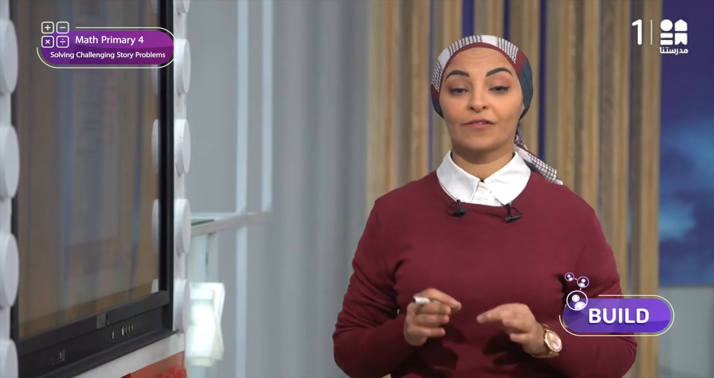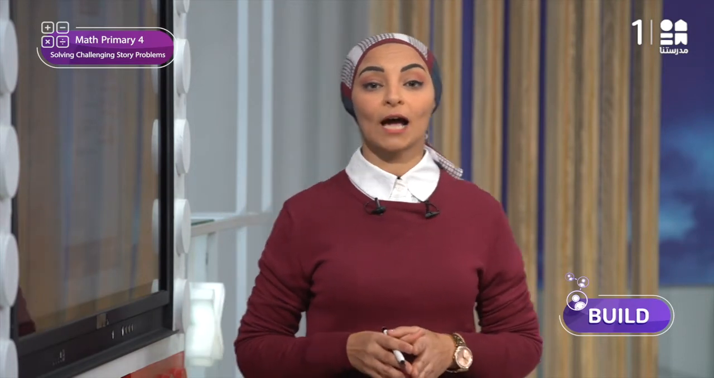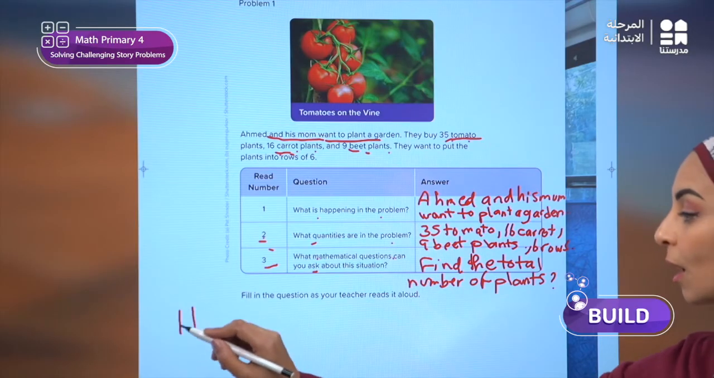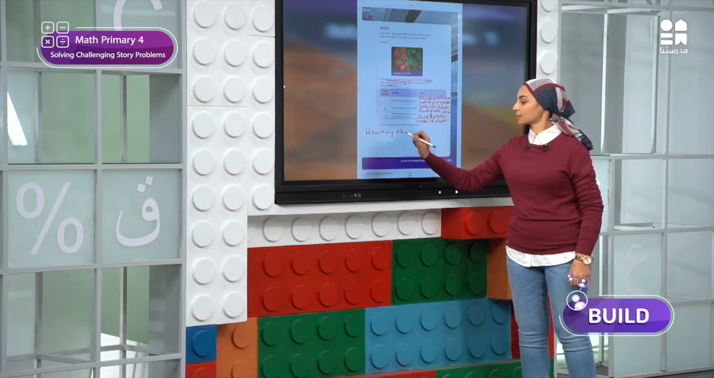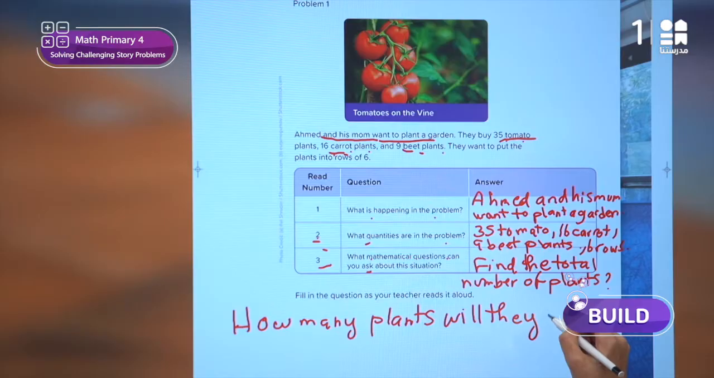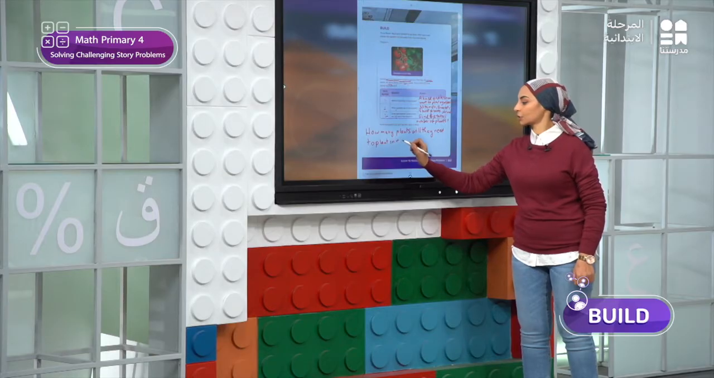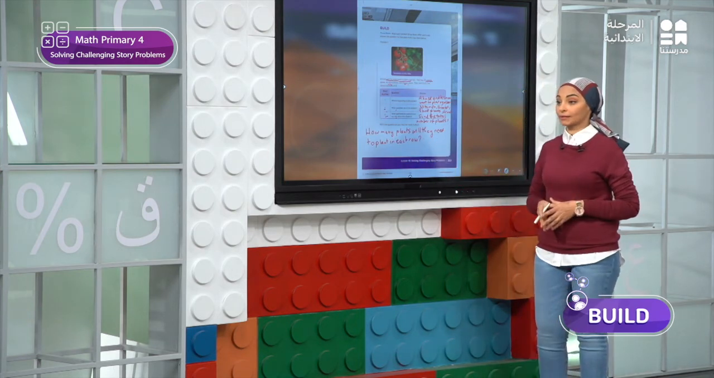Okay, I will ask you a question about the problem. I think this is the most suitable question that I will tell you now. So write it with me. I can ask: how many plants will they need to plant in each row? Let's write it. How many plants will they need to plant in each row?